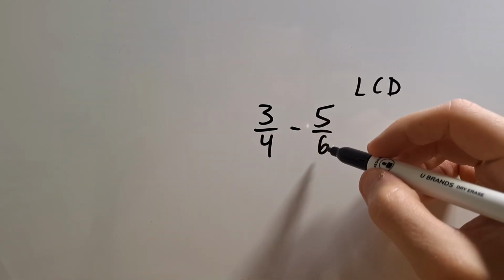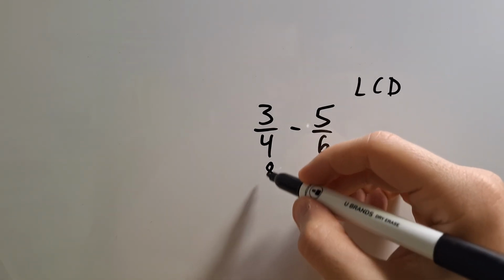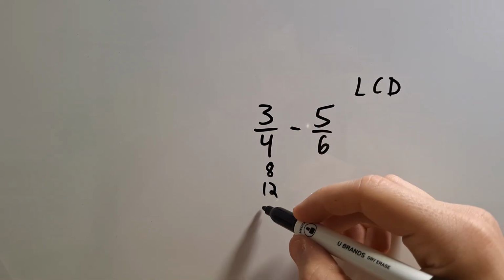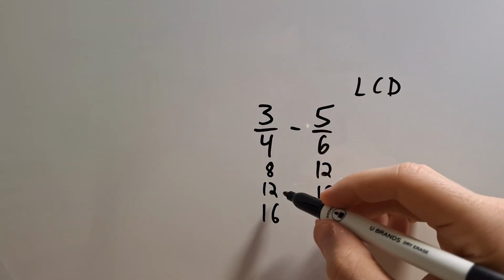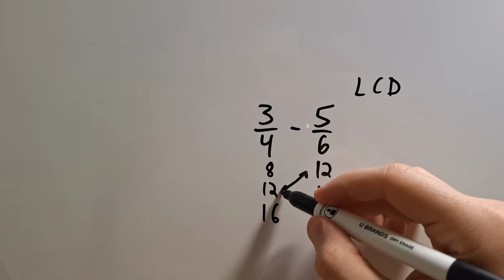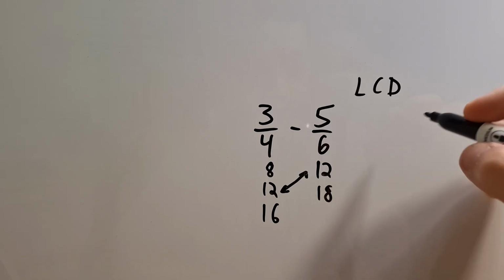Between 4 and 6, you list out multiples of 4 and multiples of 6 until you find one that matches. This is just one way to write it out for me. 6, 12, 18. Here we go. I've got a match of 12. So 12 in this case will be my LCD.